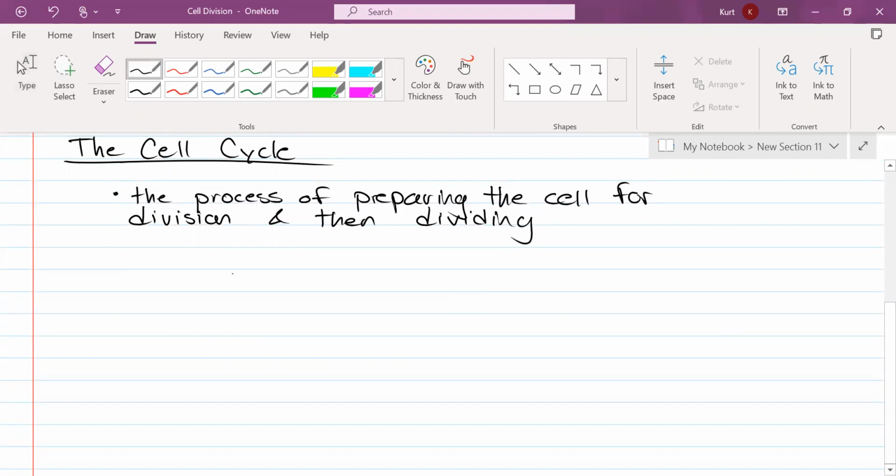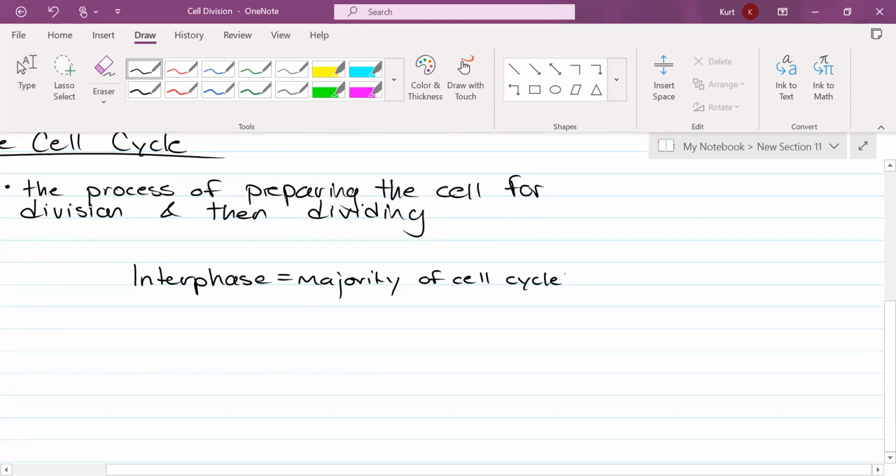Here we go. The largest and by far the most time spent in the cell cycle is spent in interphase. In mammals like us, it can be up to 90% of the entire cell cycle. So this is the majority of the cell cycle. In interphase, you're doing two things. The cell is recovering from the previous division.